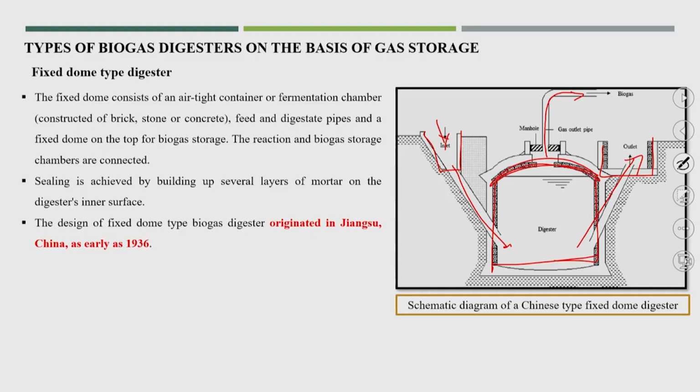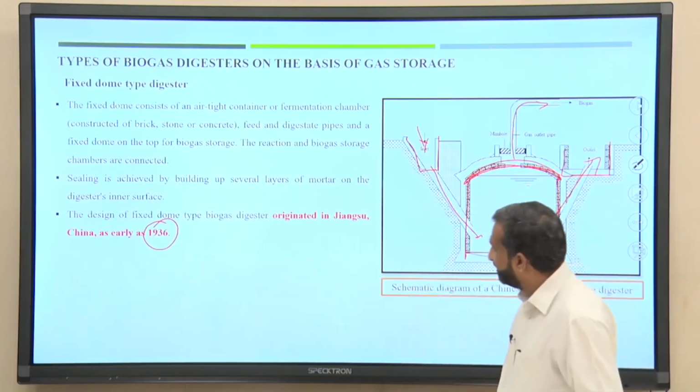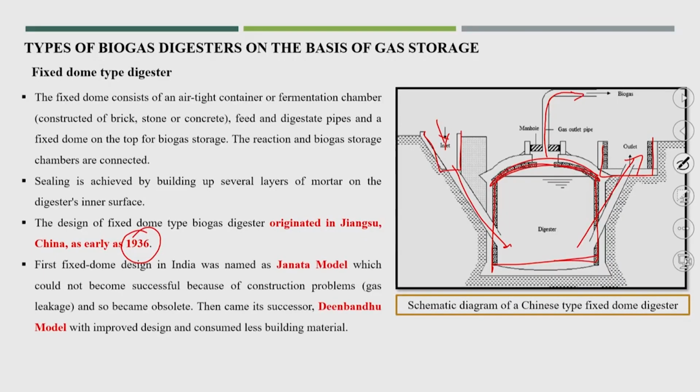The design of the fixed dome type of biogas digester originated in China in 1936. It is one of the oldest techniques for biogas production. The first fixed dome design in India was named the Janta model, which could not become successful because of construction problems. The major problem was gas leakage, because the sealing on the dome should be proper.